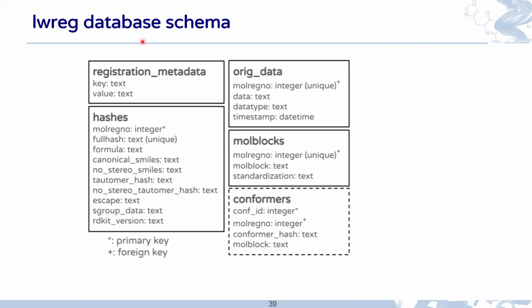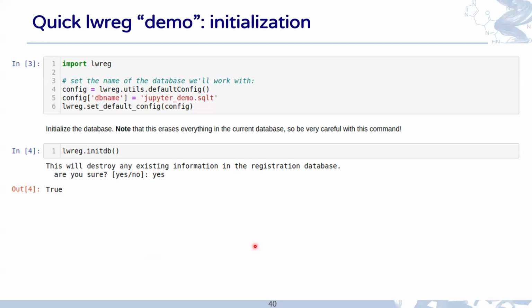This is the database schema. I'm not going to get into detail, but I'm happy to take questions. Basically, there's a small number of tables. There's a table storing the details of the registration, how you're standardizing the molecules, what the RDKit version is, et cetera. There's a table storing the hashes. There's a table storing what you registered, so the structure that you gave it is stored there, and even if it's been standardized and changed, you can always get back to what you put in. The standardized molecules are stored as mol blocks, and if you're using conformers, those are stored in a separate table. Really simple.